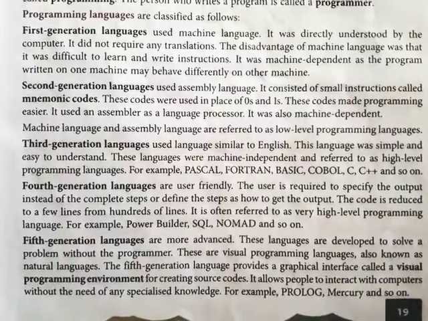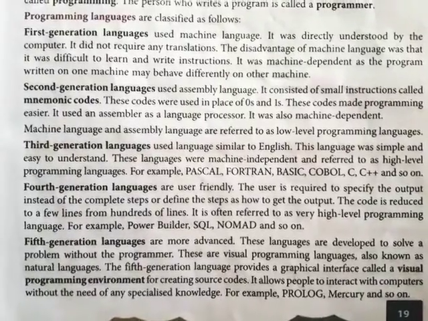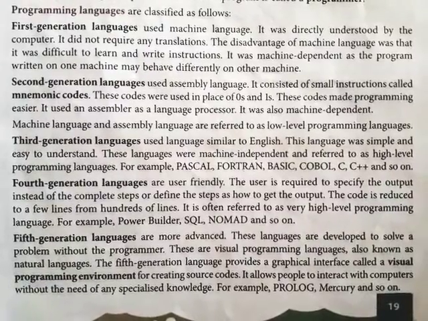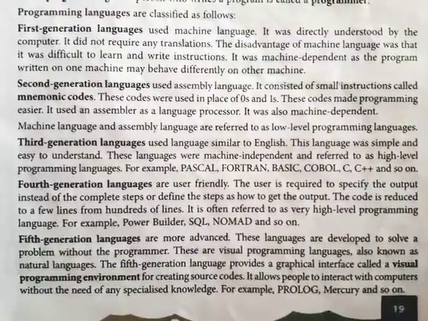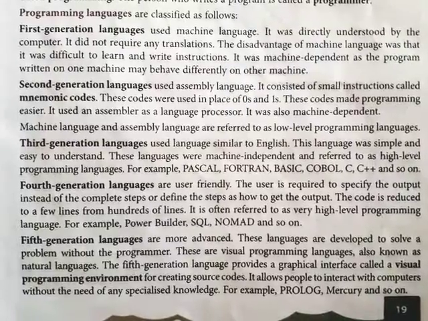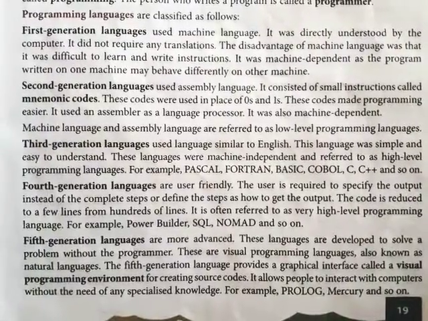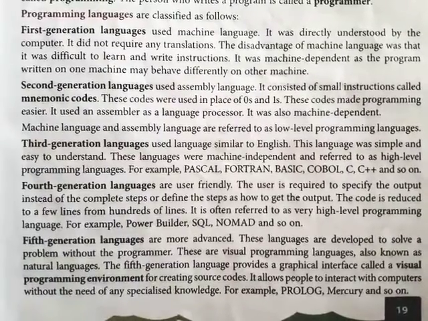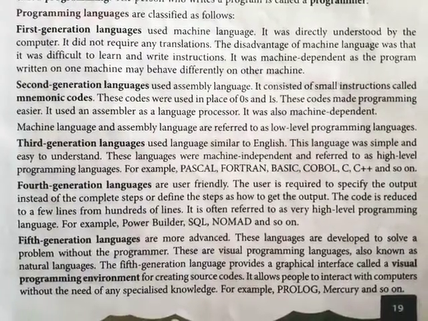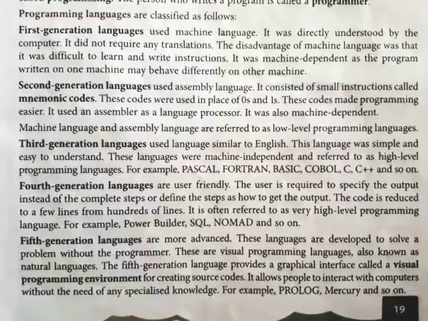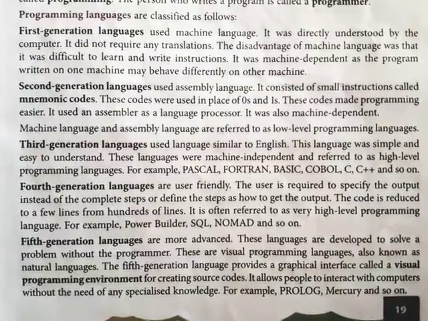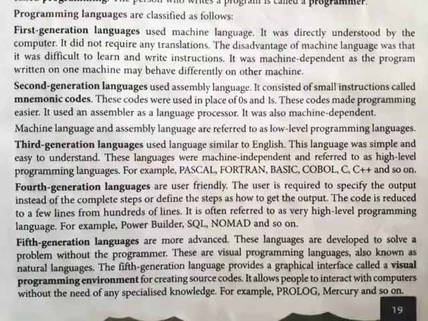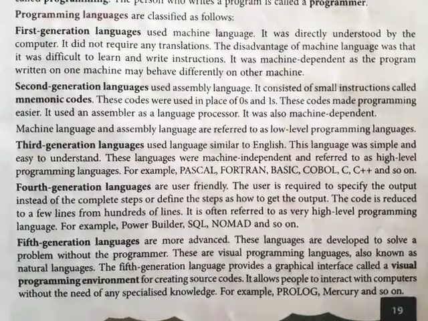Now let us learn about third generation languages. It used language similar to English. Now this is very interesting point students. The third generation programming languages were similar to English. This language was simple and easy to understand. These languages were machine independent.